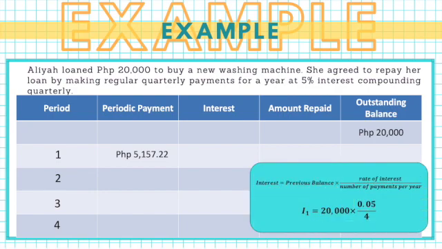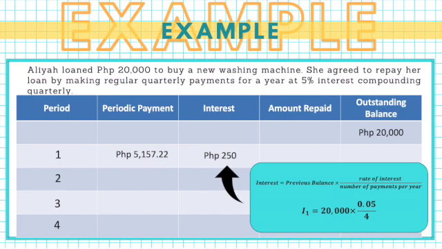The next thing that we're going to compute is the interest. To compute for the interest, you take the previous balance, in this case 20,000 pesos, multiply that with the rate of interest 0.05 divided by the number of payments per year. We know we're paying quarterly, so that is 4. So 20,000 times 0.05 divided by 4 is equal to 250 pesos.